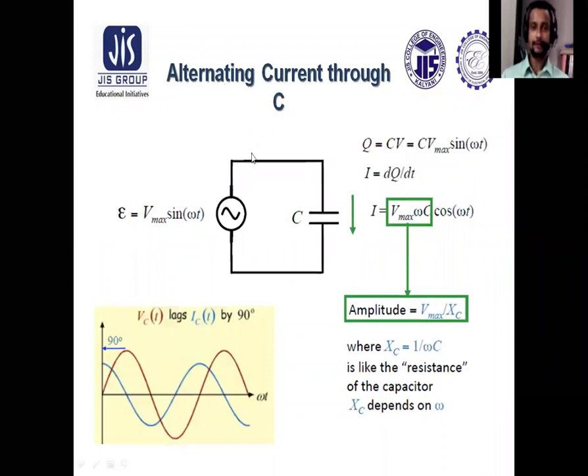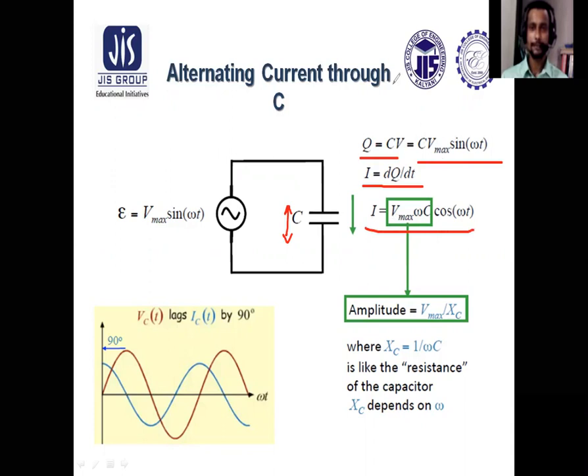Now for a capacitor, what happens for a purely capacitive circuit? See here, we all know Q equals CV, I equals dq/dt. So V equals what? V is the voltage across the capacitor, which equals Vmax sin omega t. So Q equals C Vmax sin omega t. So I equals d/dt of Q; substitute this Q and you will get this equation.